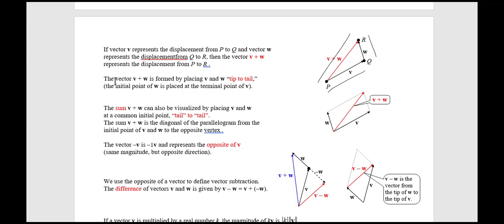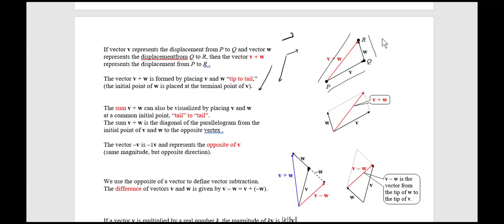A resultant. So the vector v plus w is formed by placing v and w tip to tail. So remember, these vectors, v and w, might be given all over the plane. Maybe one's over here and one's given over here. You have to redraw them tip to tail. Don't rotate or change their length. Just translate them in space and redraw them tip to tail. Move that guy over there. Let me just erase that. That's misleading. Redraw them tip to tail.